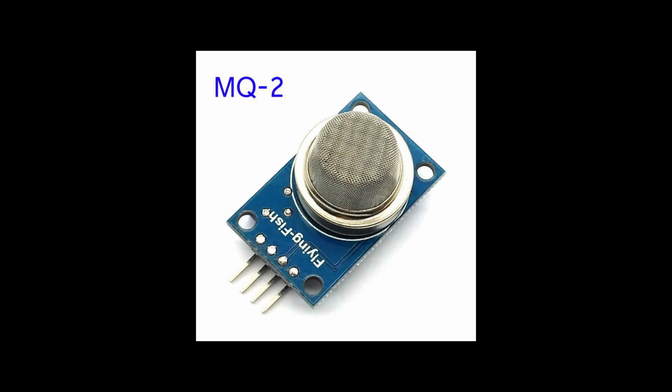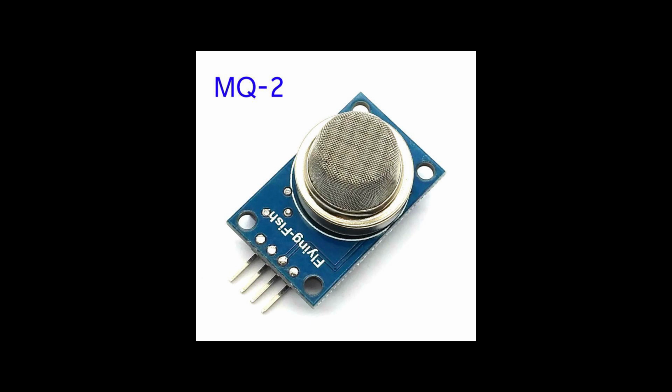Digital out: you can also use this sensor to get digital output from this pin by setting a threshold value using a potentiometer. Analog out is the 4th pin. This pin outputs 0 to 5 volt analog voltage based on the intensity of the gas. The MQ2 sensor is used to measure methane, butane, LPG as well as smoke.